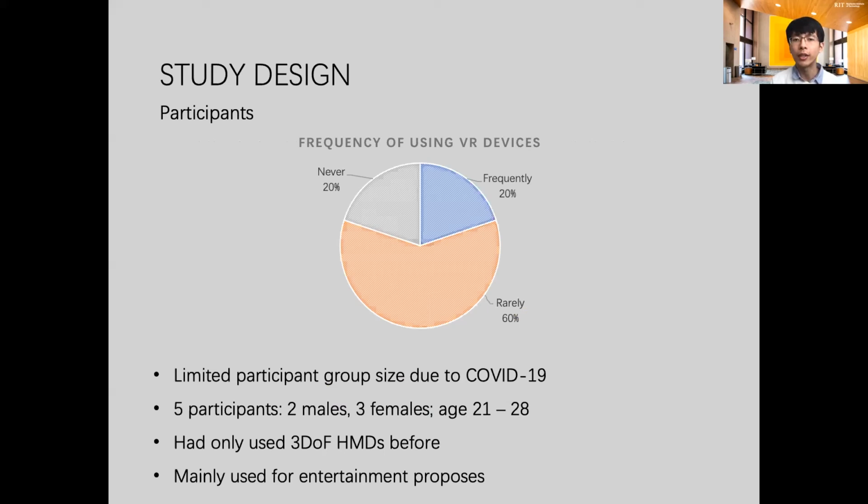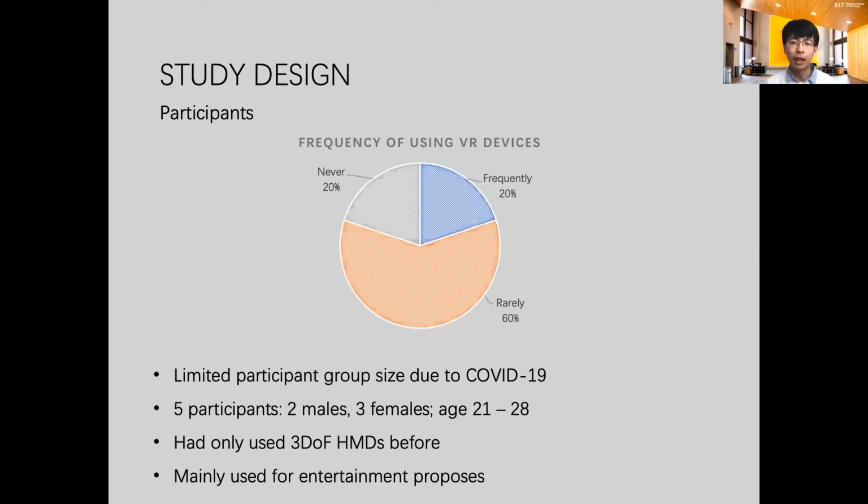Due to the COVID situation, the size of the participant group was very limited. Since our software was only tested on the Oculus Go device, the participants were selected through word of mouth based on their accessibility to an Oculus Go device. In the end, a group of 5 people was recruited. Among them, 2 were males and 3 were females. Their ages ranged from 21 to 28.